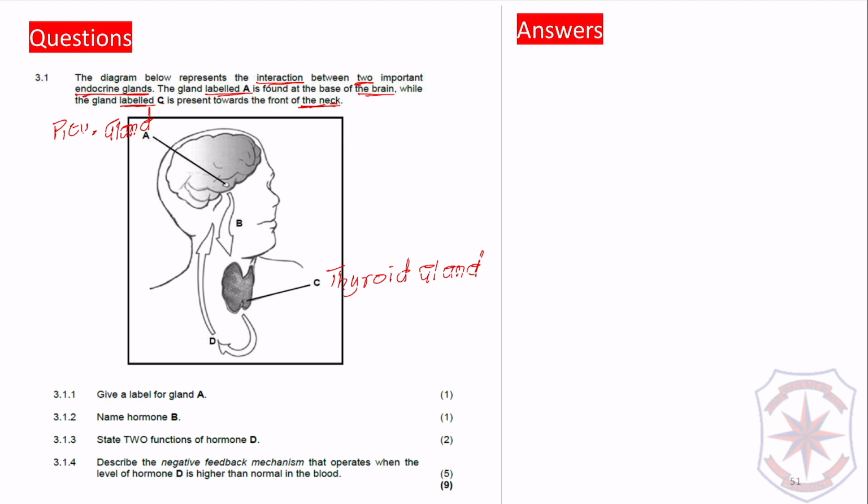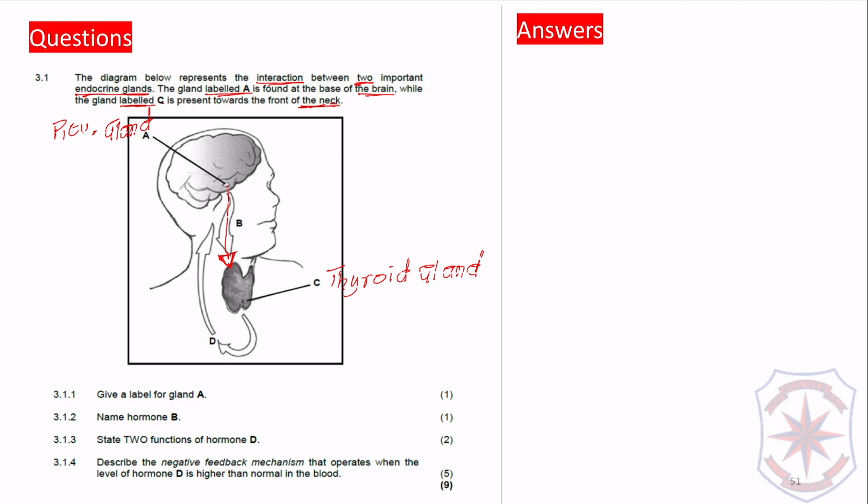Now, it also secretes what else? It also secretes ADH. However, let us look at the interaction in this instance. Now, the pituitary gland, as you can see, is secreting a hormone that is going to the target organ, which is the thyroid gland that is found on the neck area.